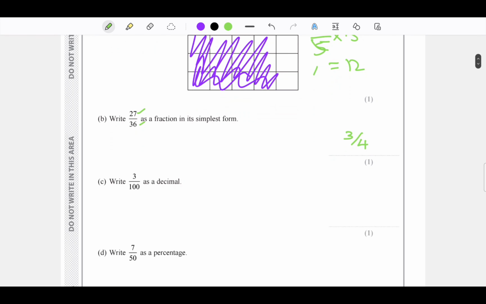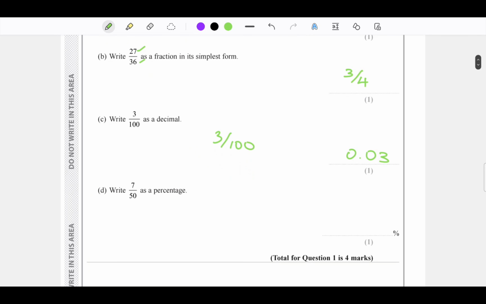For 1C, write 3 out of 100 as a decimal. Easy, put it in your calculator. 3 divided by 100, we will get an answer of 0.03. For 1D, write 7 out of 50 as a percentage. Now, when you want to get a percentage, it's always the fraction multiplied by 100. We will get 14% as our answer. That is the end of question 1.